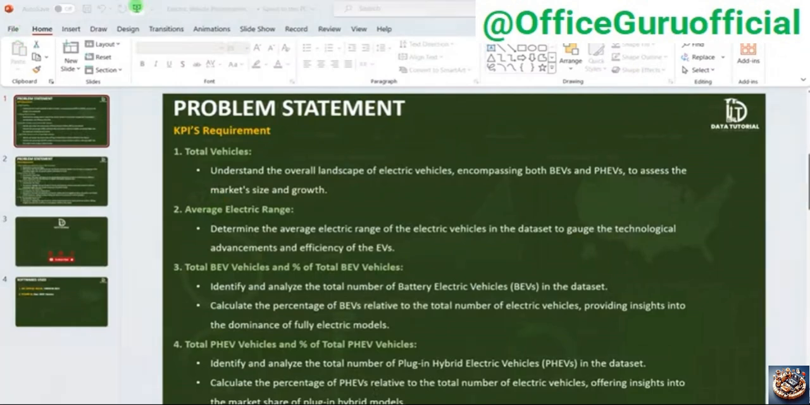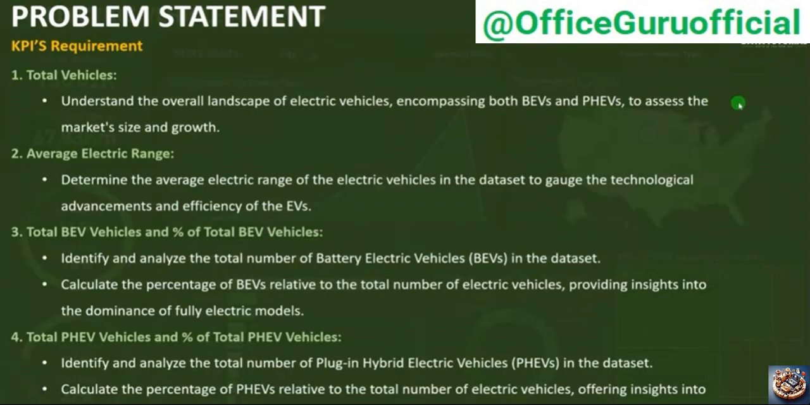So this is the problem statement which we have. It has been provided by the client for us, and with respect to that, we have to design first the KPIs requirement, and then we are going to see the charts requirement. If you look at the KPIs requirement, first we want to find out the total vehicles. This total vehicles will give us an idea about what the market size is, and how it is growing with respect to each and every year, right? This is what we want to analyze first.